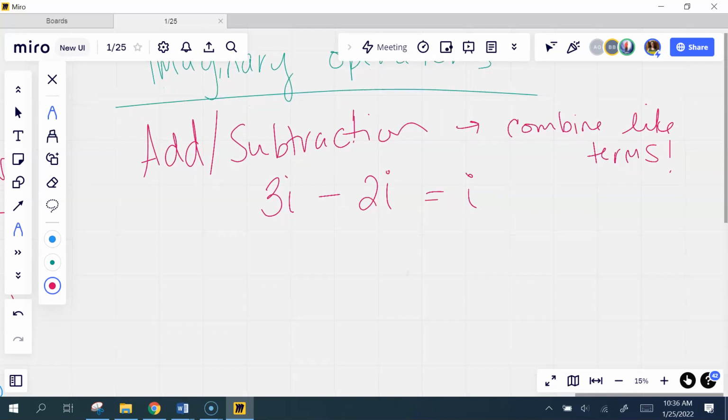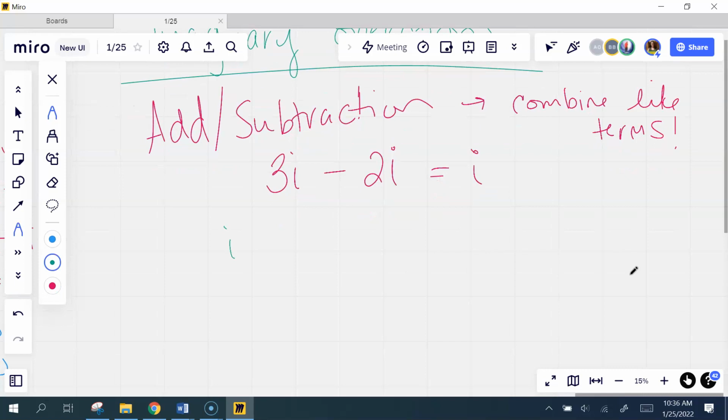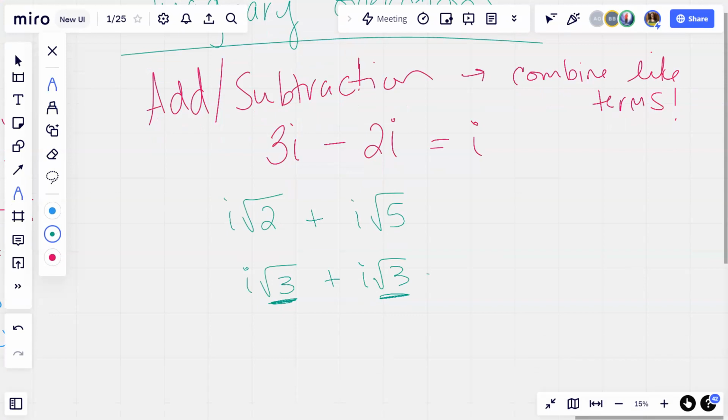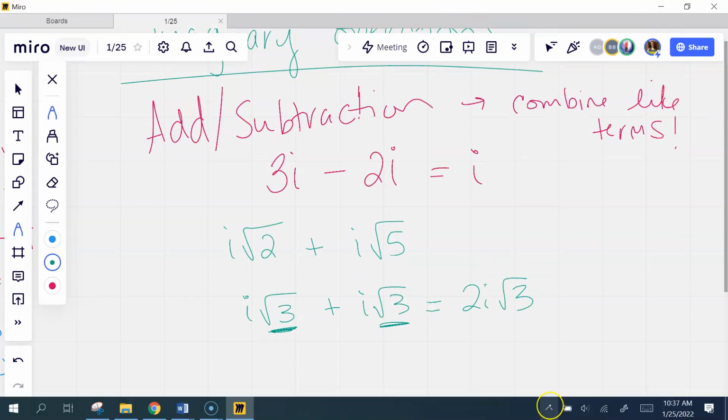I won't spend much longer than that. If you have things that are i times the square root of 2 plus i times the square root of 5, you can't combine those because the radicals aren't the same, so you just leave those written as is. And we'll talk about like radicals here real soon. But the only way I could combine them is if I had these radicals be the same, so then I would have 2i times the square root of 3. But you can't combine them unless those radicals are the same. So just be real careful there.